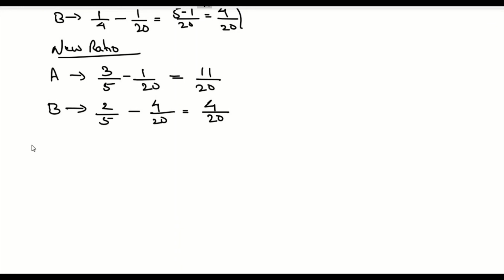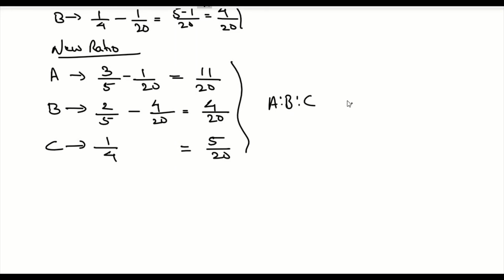Then we have C's share, which is given in the question, which is 1/4. If you want to keep the same denominator, it's going to be 5/20. So with this, we can find the new profit sharing ratio between A, B and C. That is 11:4:5.